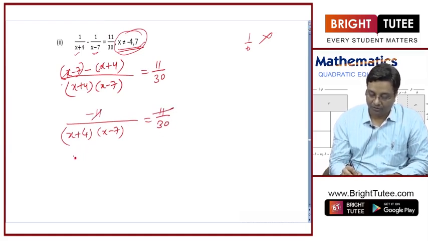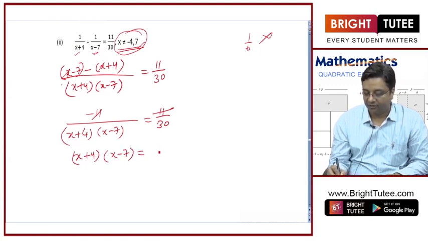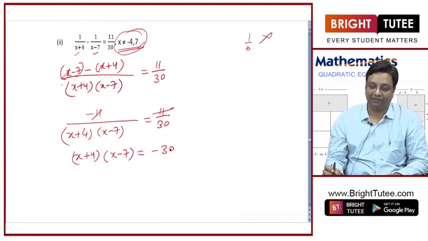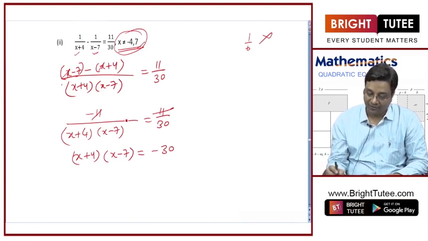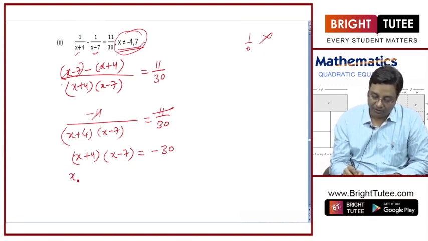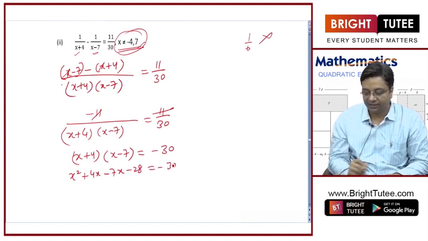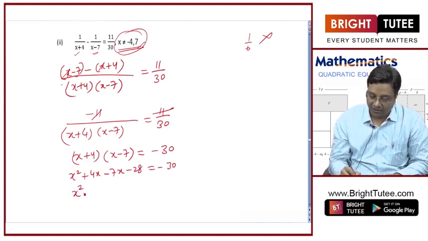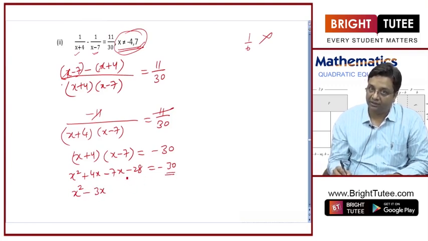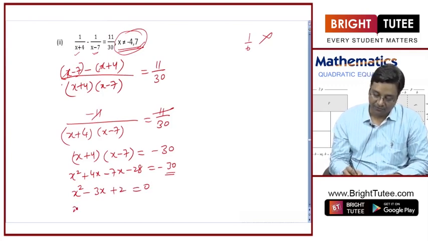It will be equal to (x + 4)(x − 7) = −30. I have just cross multiplied these. Now this will become x² + 4x − 7x − 28 = −30, x² − 3x. When I bring this 30 here, it will become plus 30. 30 minus 28 is plus 2, equal to 0.